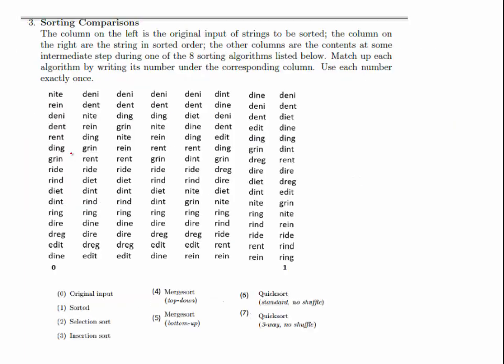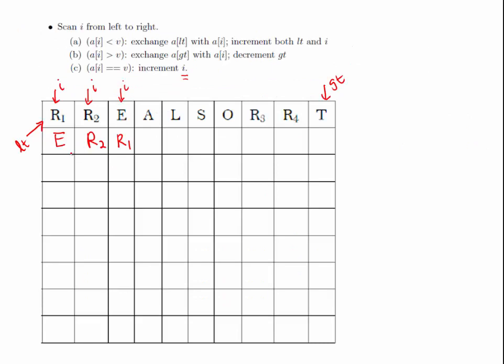So the LT would come here, and the I would go here. At this point, A of I, which is A, is less than the pivot. So we need to swap that with A of LT. So the A would come here, R2 goes there, R1 goes there. We increment the LT.